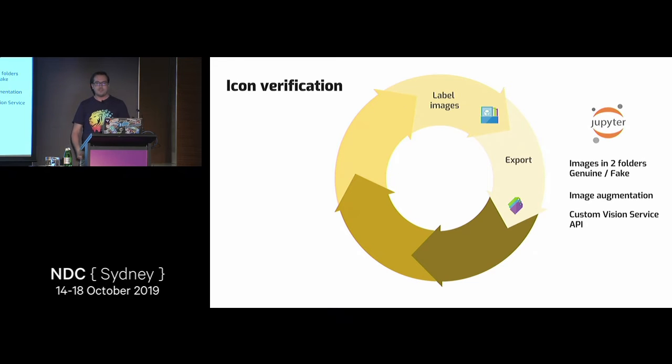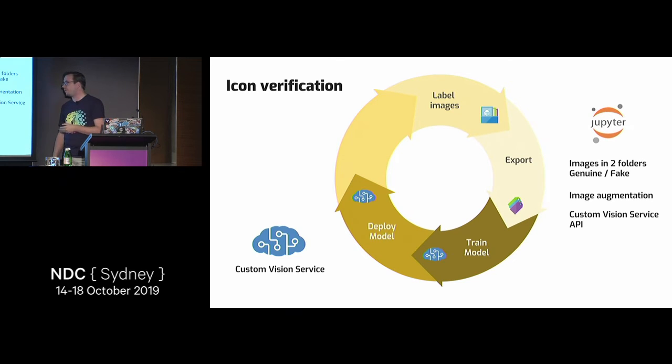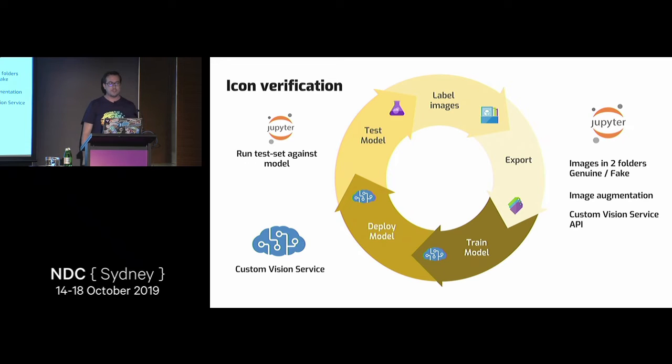For verification, that is actually way easier to train, and it takes less effort to do. So we created a Jupyter notebook, and we have the images in 2 folders. We have genuine icons and fake icons. And we do a lot of image augmentation on that. We rotate all the images, we change backgrounds, we change colors, because our boxes are in all different colors. And the photo doesn't necessarily have to be straight. So we do a lot of that. And then we upload them to the Custom Vision Service API. We train the model again, deploy it, and we test it.